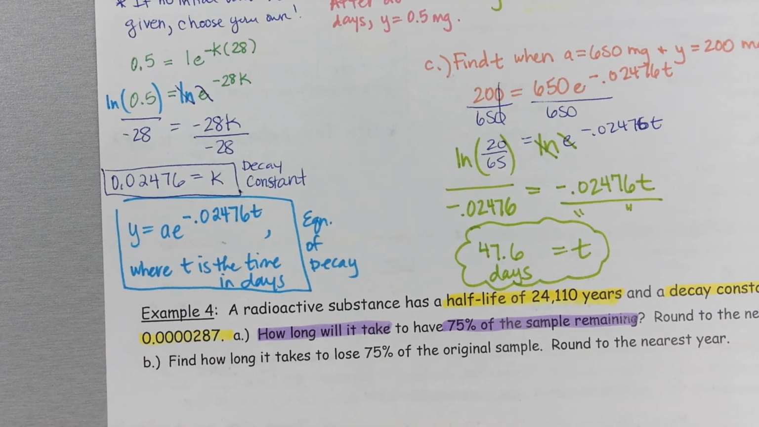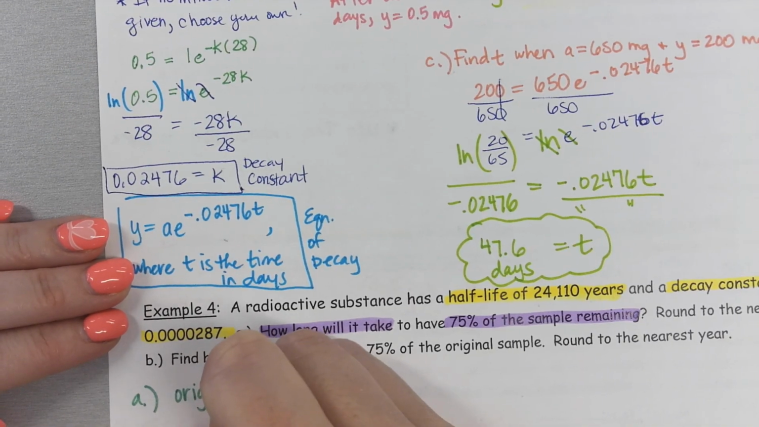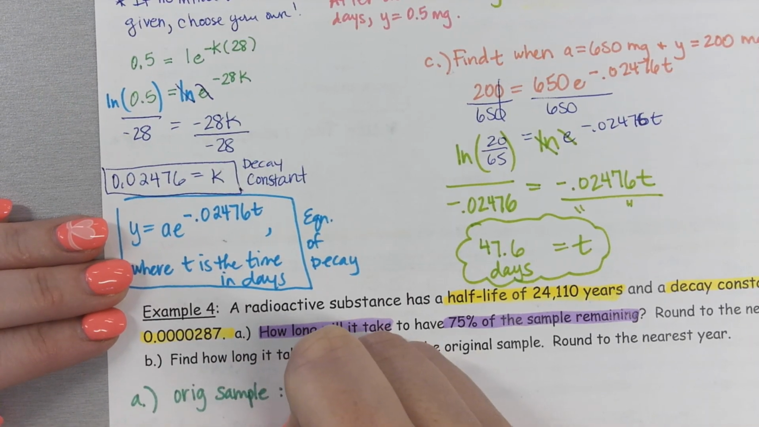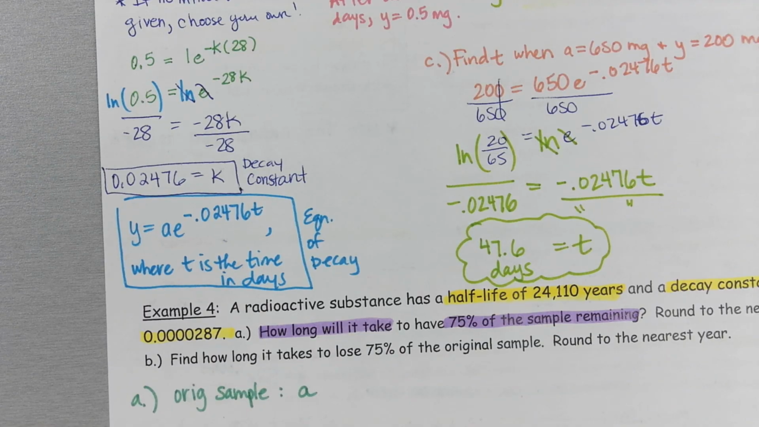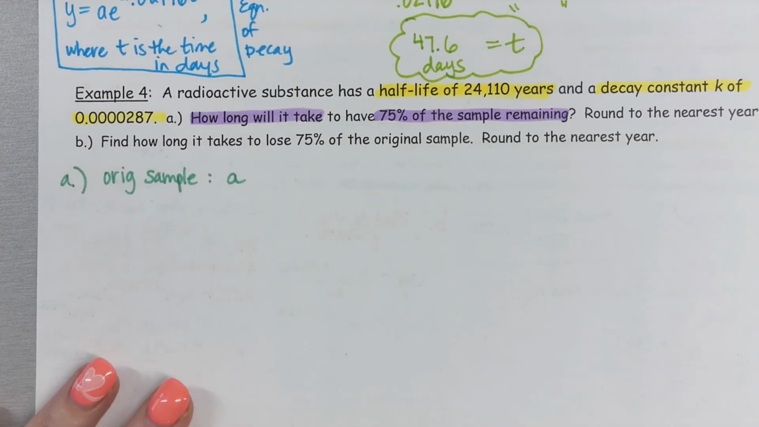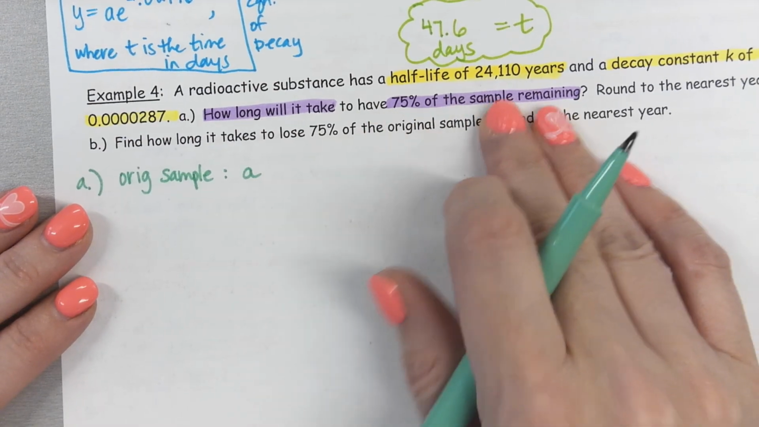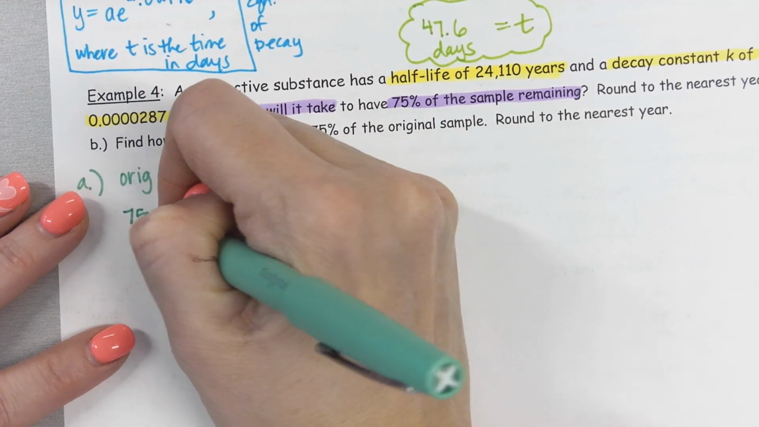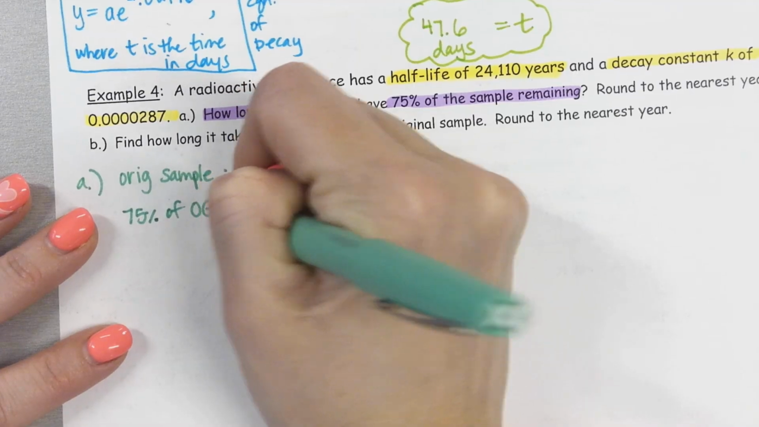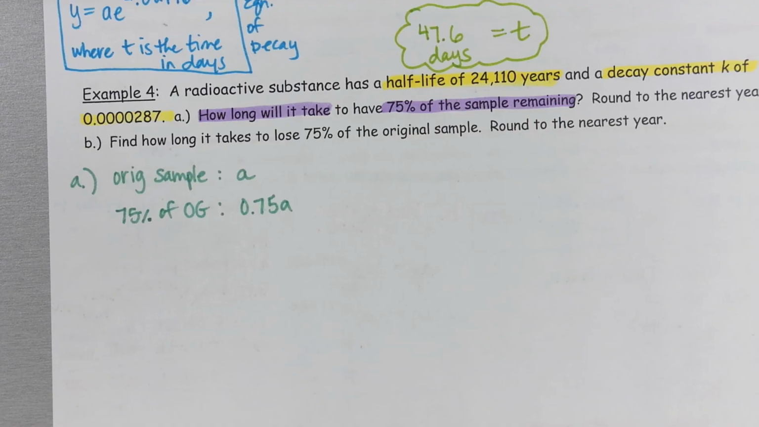All right, well, we know that we have to find t. We are not given an initial value. So one way you can think of this is think of the original sample as a value of a. You could also just pick out any value that you wanted. That would be fine as well. But if your original sample is a, if 75% of it is remaining, how can we write that? Yeah, 3/4 A or 0.75 A. Either way, great.